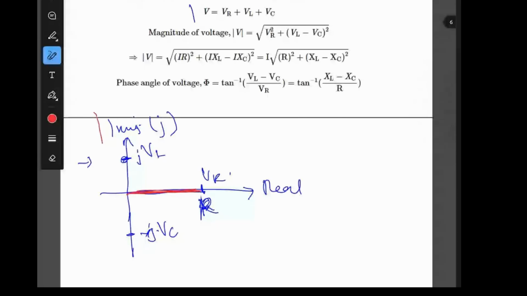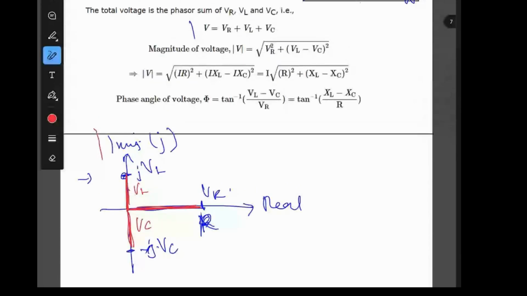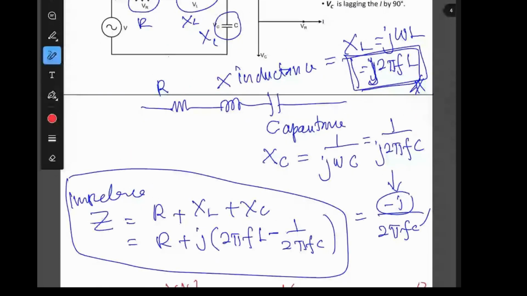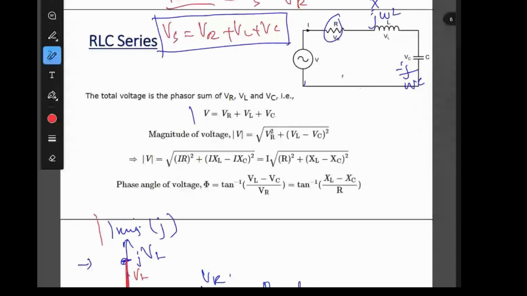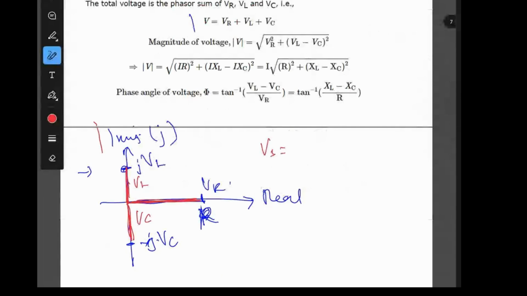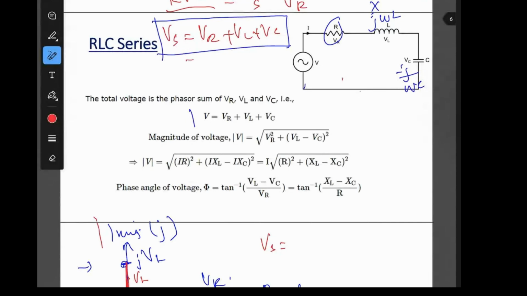This is VL. This is VC. Okay, we know that VL and VC are in opposite directions. So Vs is equal to VR plus jVL minus jVC. So we can write VR plus j(VL minus VC). Okay.